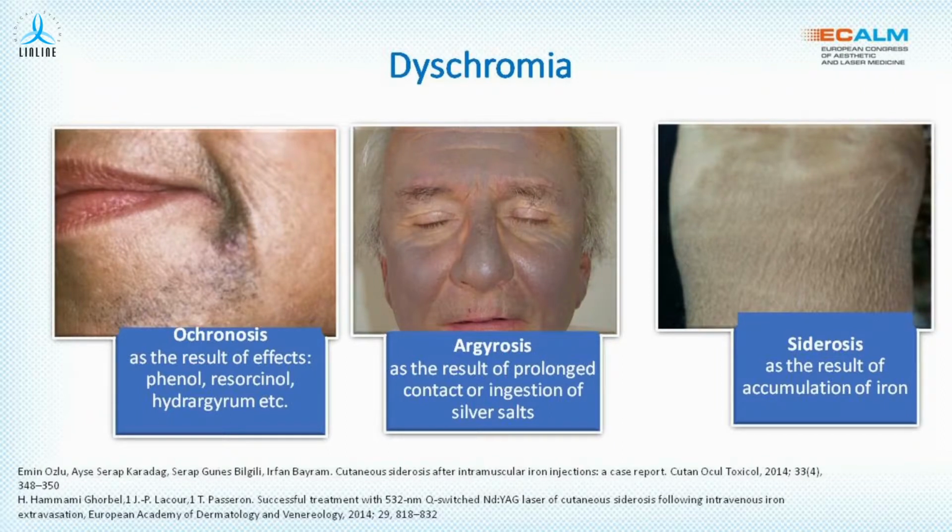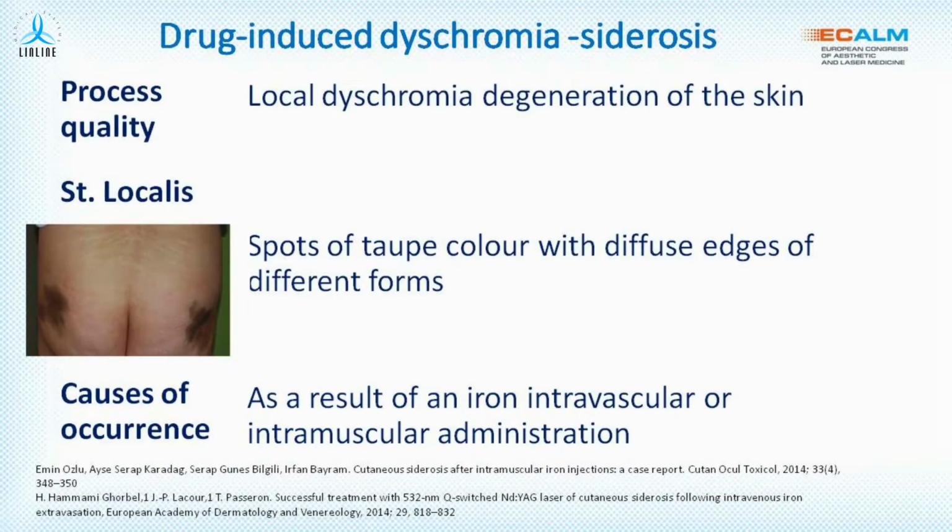Dyschromia induced by the metal metabolites can be one of the dyschromia types. They are presented in the form of achromatosis, argyrosis, and siderosis. More attention will be given to skin siderosis. Siderosis is a secondary argyrosis, skin pigment dyschromia, which occurs as a result of an iron intravascular or intramuscular administration.